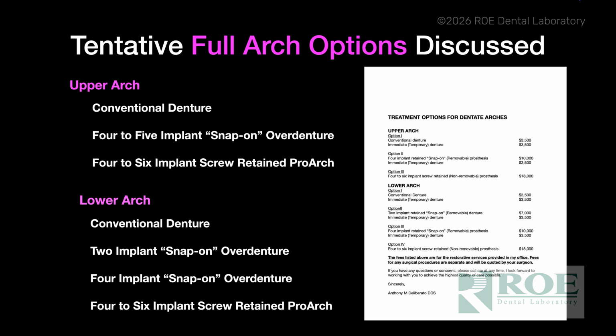And here's the chart that I give my patients so that they can take this home and understand what the costs are going to be. When we are doing removable options, they understand that they're going to first have an immediate denture if they are dentate, and that there is a cost for that.